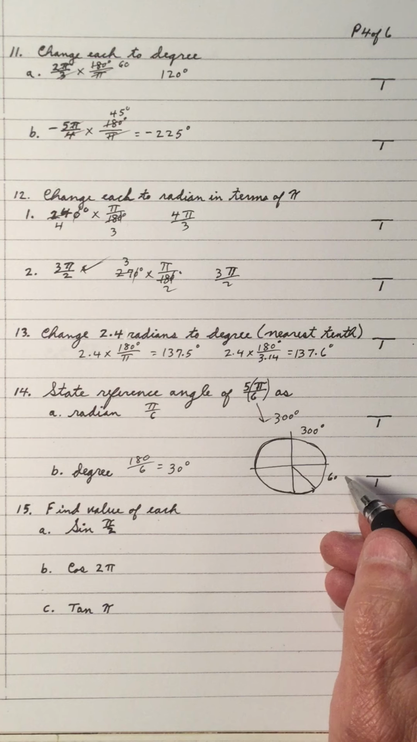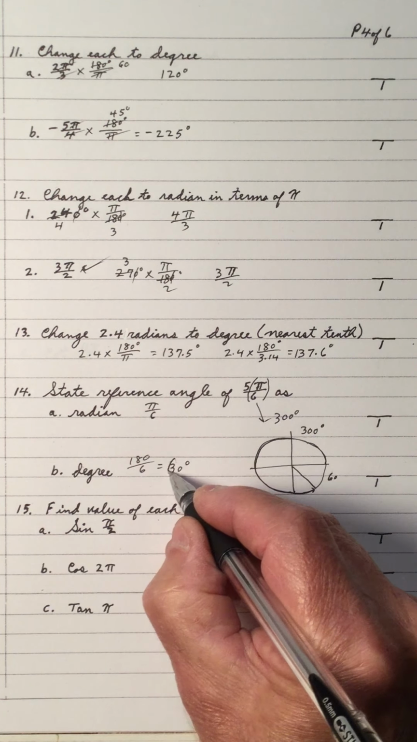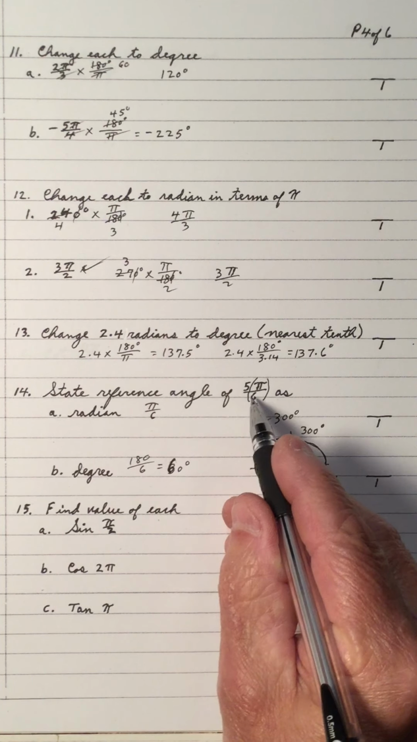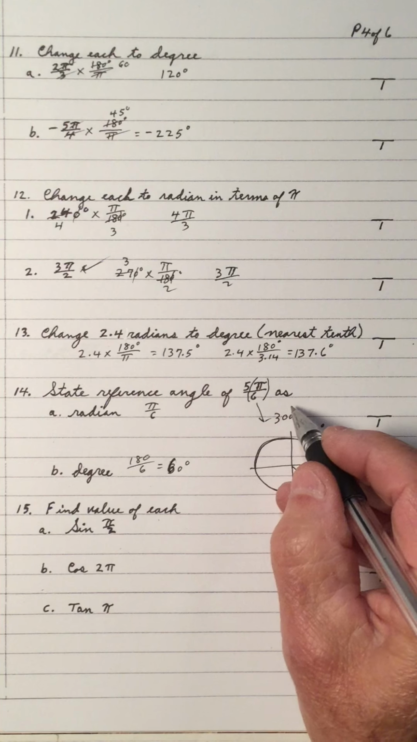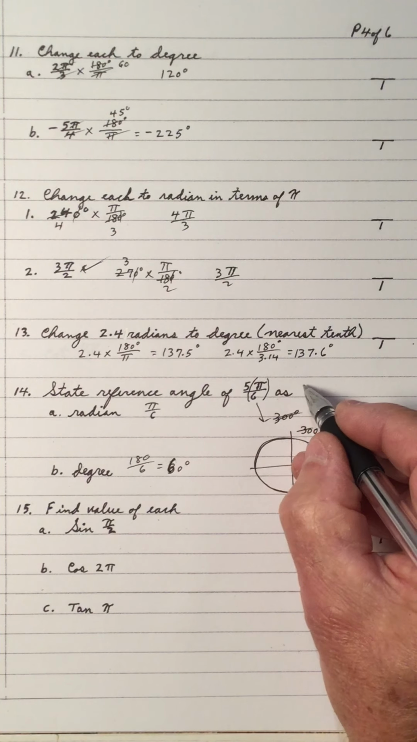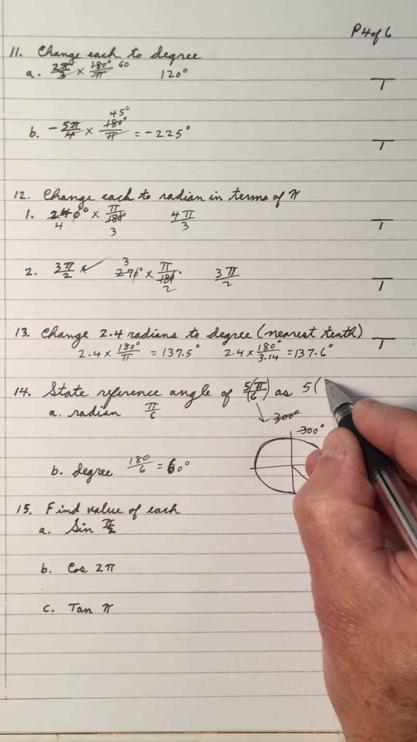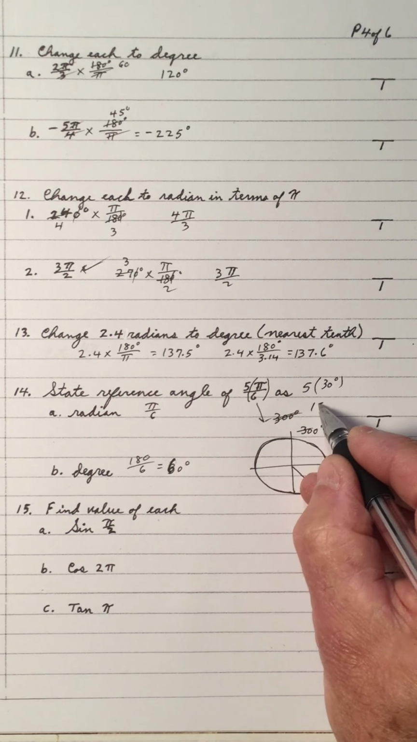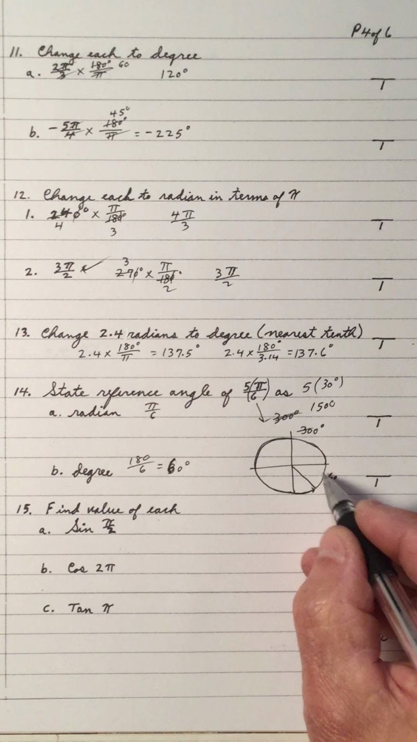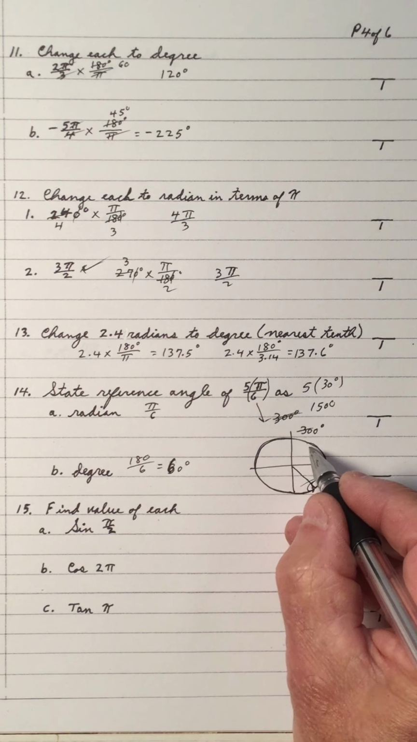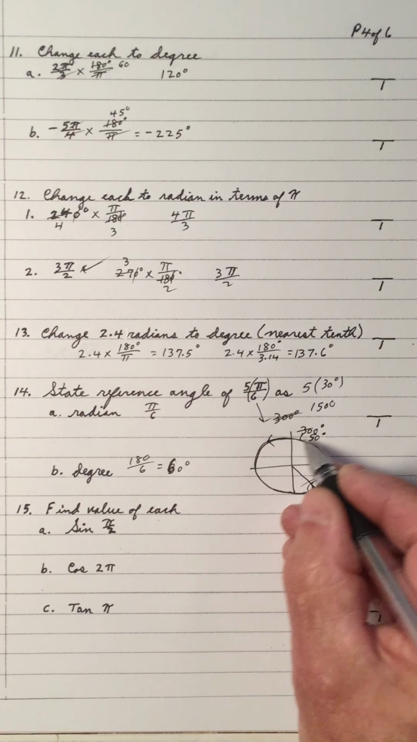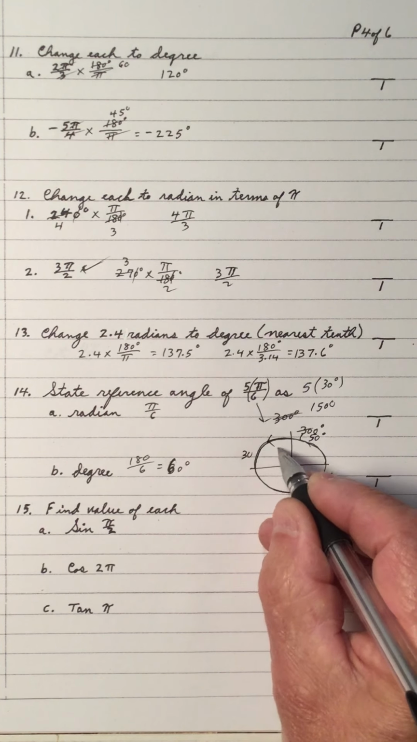Now where am I? Pi over 6 is 30, 30 times 5 is 150. And when you rotate 150, which is as far as here, a little careless, 150, that gives us 30.